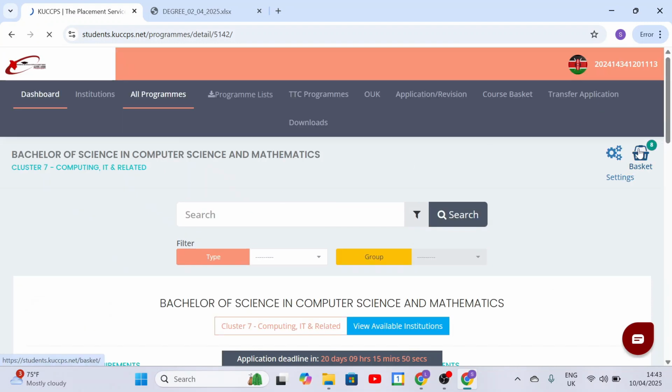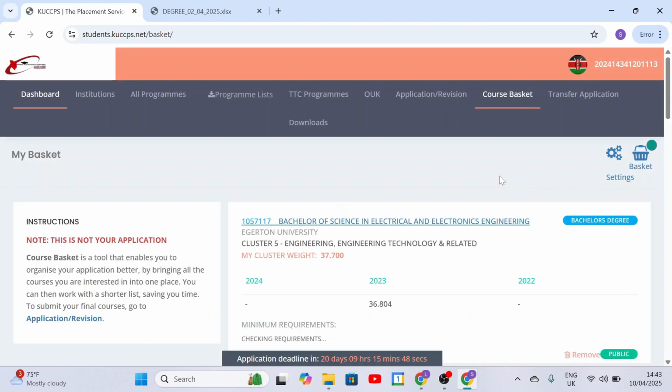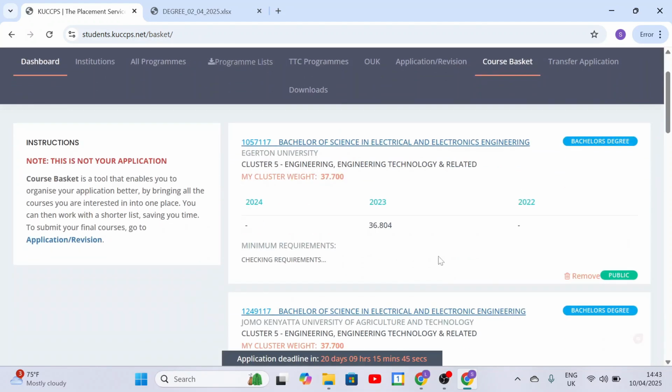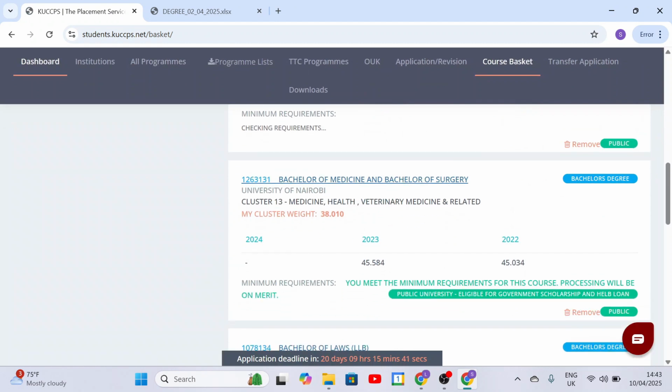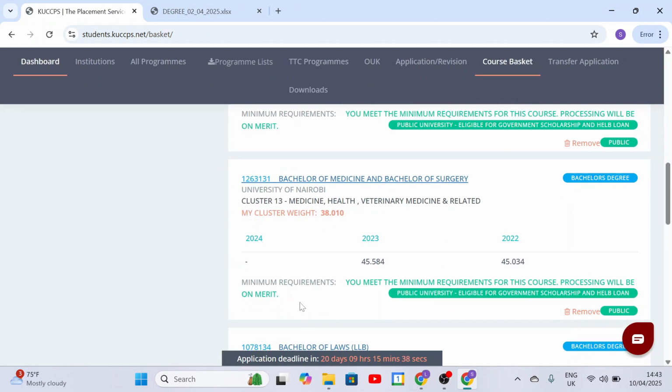So these courses, we can check them at the basket, the courses that we have been selecting. These ones were selected even before we started. I wanted to see the courses that we have done. For instance, this one, Bachelor of Medicine and Bachelor of Surgery, we have already put it in the basket. The minimum requirements, SCOOPS will tell you that you meet the minimum requirements for this course. Processing will be on merit. That is where the term comes in, that processing will be on merit. That word simply means, are you competitive?